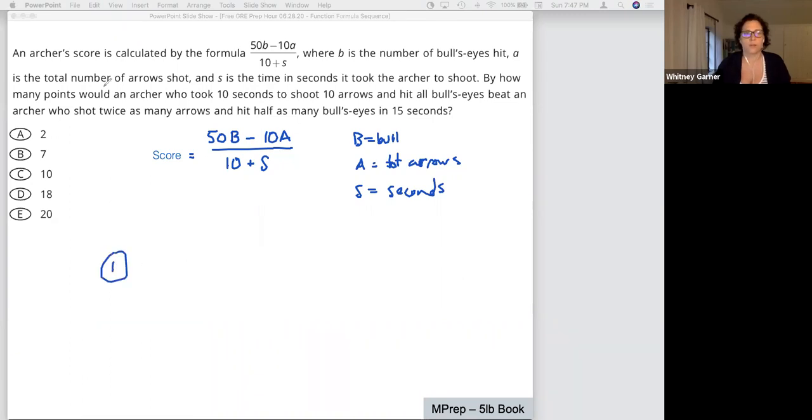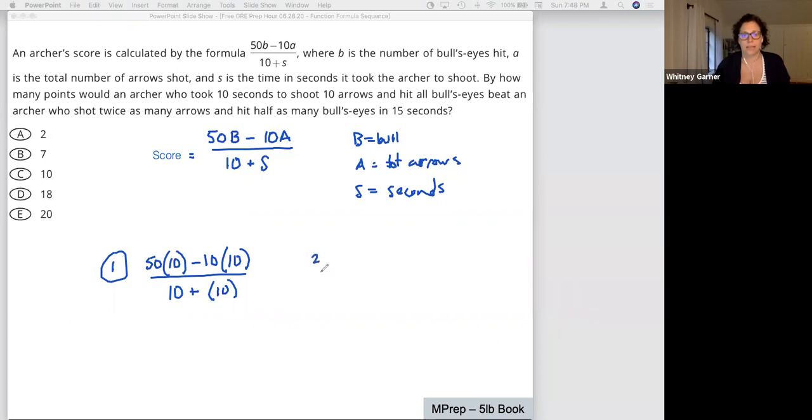Right? So our first archer took 10 seconds. We're going to plug that in for S. So 10 plus 10 seconds. He shot 10 arrows, so arrows would be A. So minus 10 times the 10 arrows. He hit all bullseyes, which meant all 10 were also bullseyes. So I'm going to write this as 50 times and plug in a 10 for B.